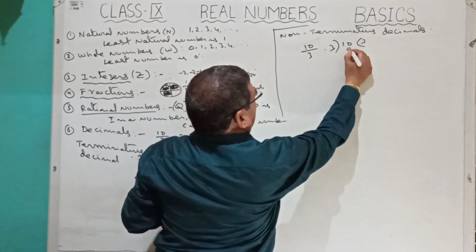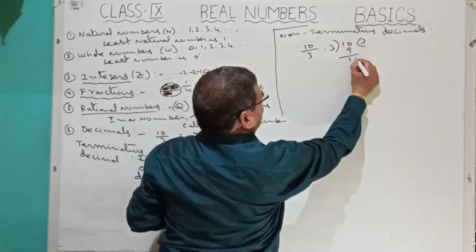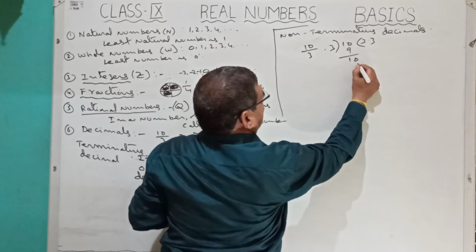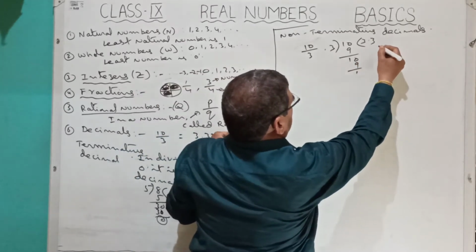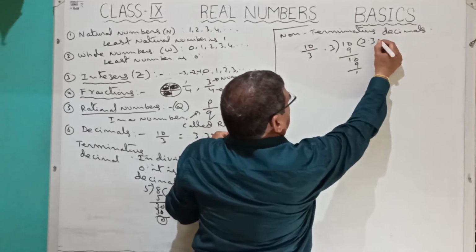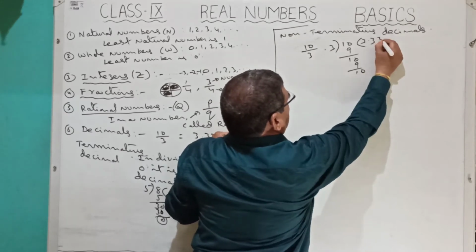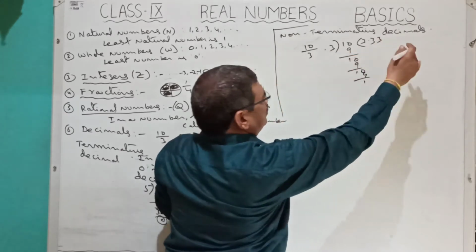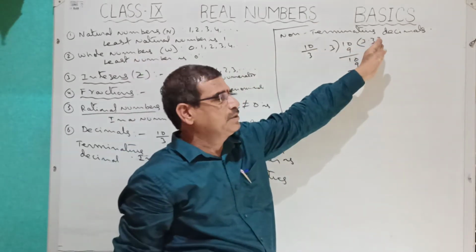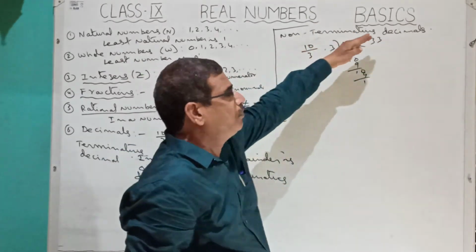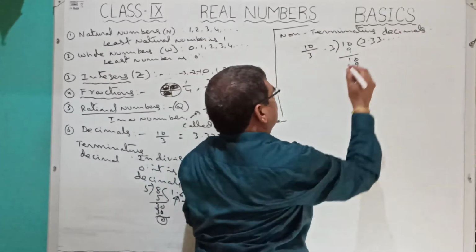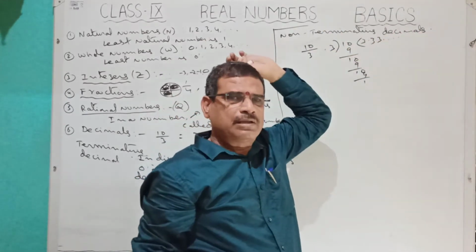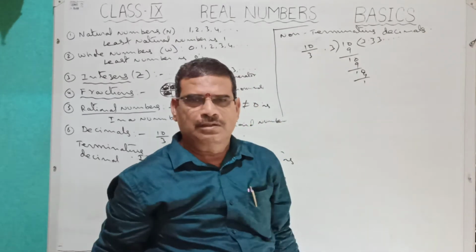3 3s are 9, 1 balance, 0, 3. 3 3s are 9, 1 balance. Again 0, 3 3s are 9, 1, same repeating 3 3 3 3. So this is no ending. No ending means the numbers keep coming like this. No ending means that it is called a non-terminating decimal.